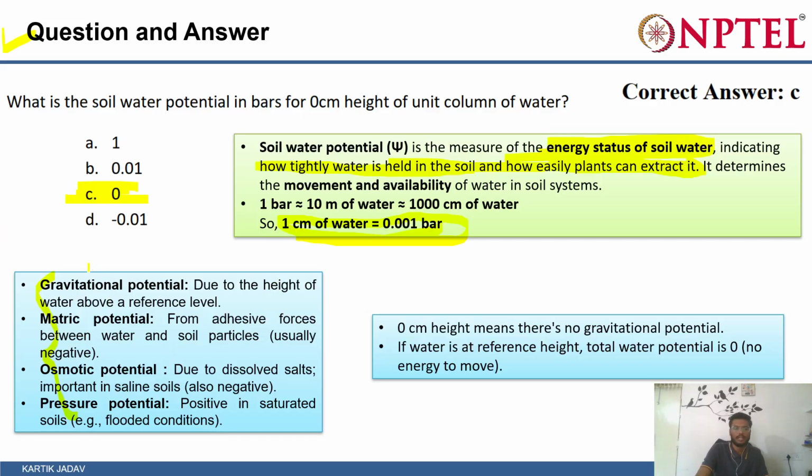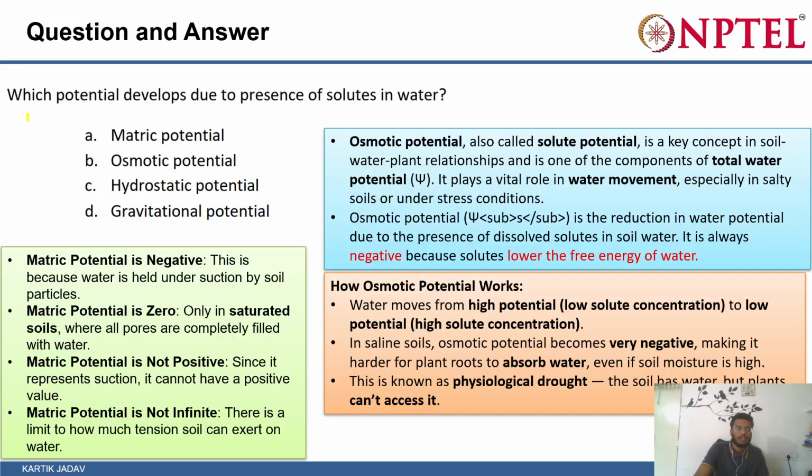In this case, the correct answer is option C. Next question: which potential develops due to the presence of solute in water? So we know that if there is a solute present in the water, that forms osmotic potential. Osmotic potential is also called the solute potential, a key concept in soil-water relationships, and is one of the components of total water potential that we discussed in the last slide also.